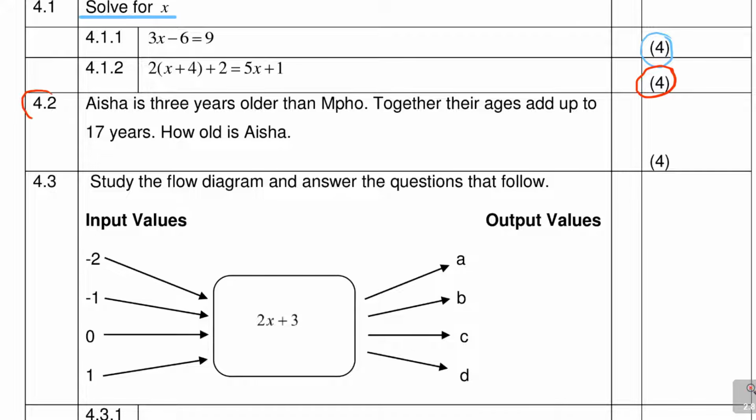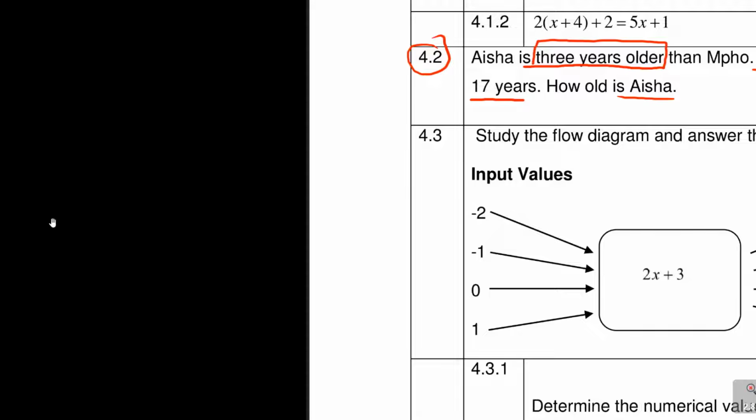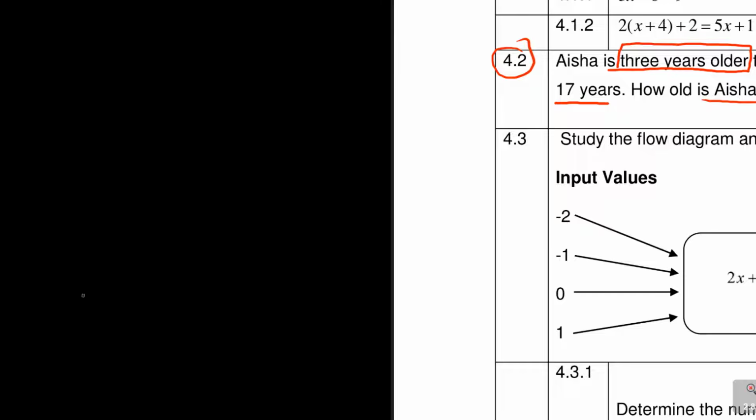Question 4.2. It says Aisha is 3 years older than Paul. Together, their ages add up. Add up means plus. Okay? Their ages add up to what? It adds up to 17 years. How old is Aisha? So you can come here and say, okay, I've got Paul's age. I've got Paul and I've got Aisha.